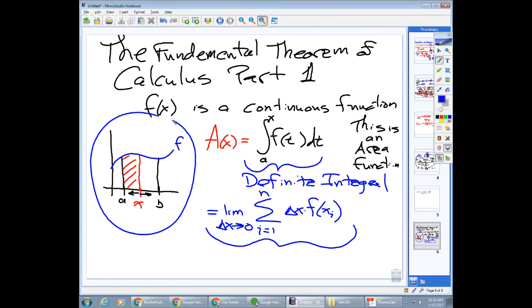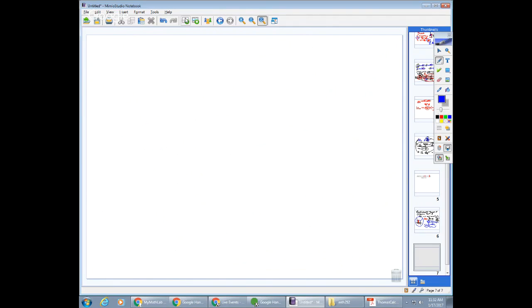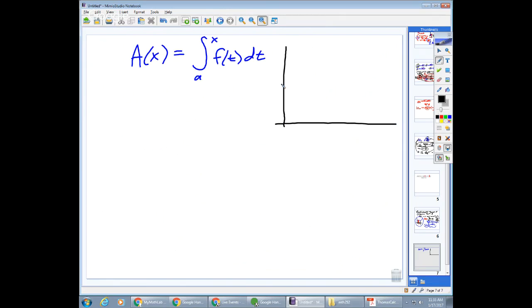All right, so new page. We have A of x defined to be the definite integral from a to x of f of t dt. And again, the picture of that, I'll throw you over here. That's f, a, b, x. Oops, that was sloppy. And so ultimately in this area here, we're just going to zoom in on a particular rectangle.